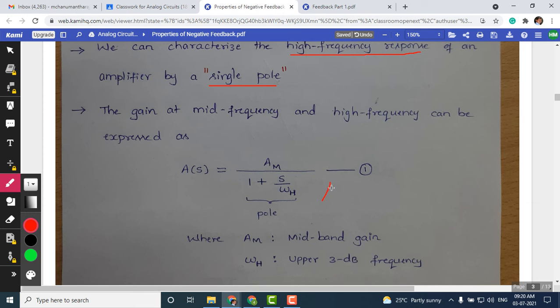I am using this high frequency response equation here because using this I am going to prove how bandwidth gets extended by applying the negative feedback. This is just the transfer function or gain of a high frequency amplifier. A_M is the mid band gain, and omega_H is the upper 3 dB frequency of the amplifier frequency response. This is called the pole. The root of the denominator part can be called a pole here.